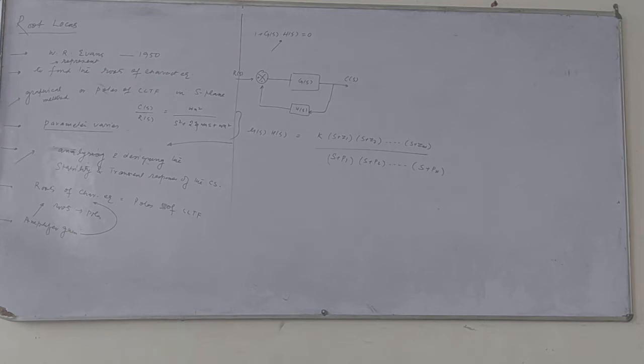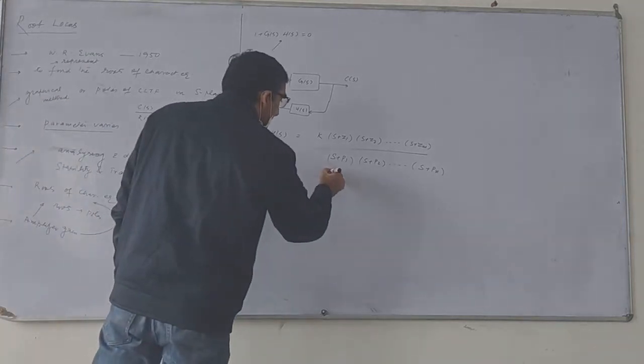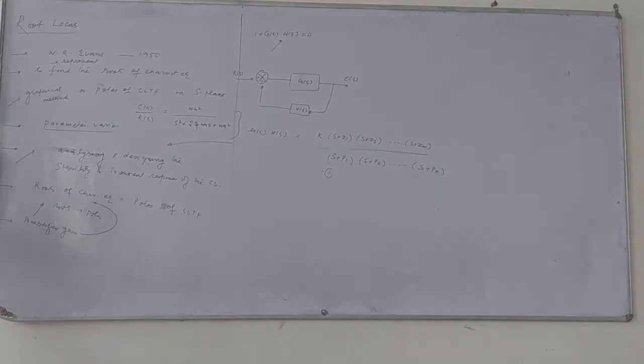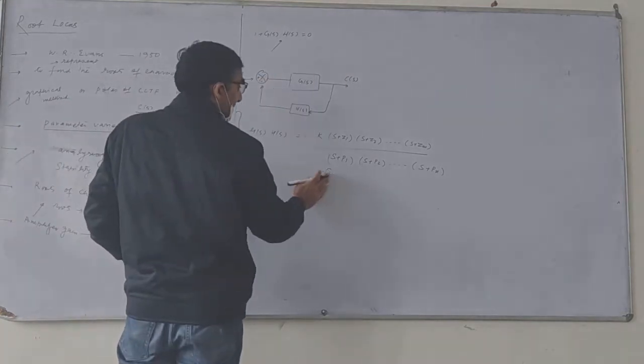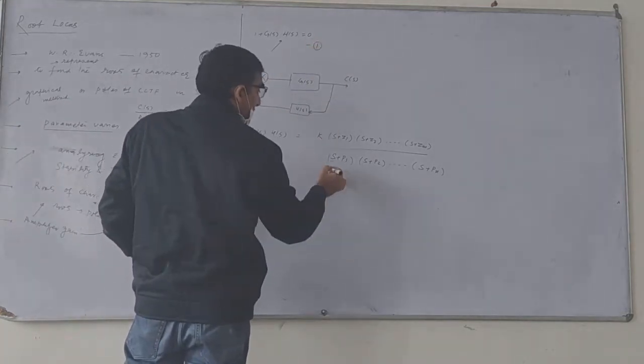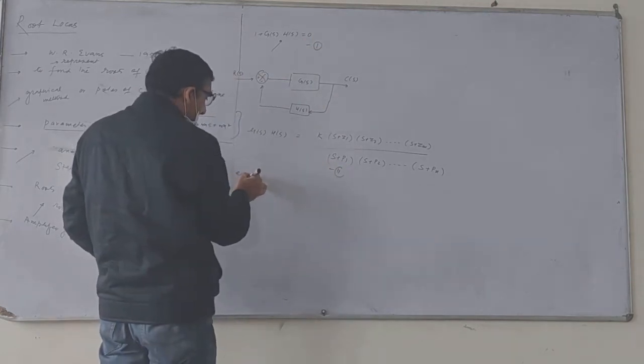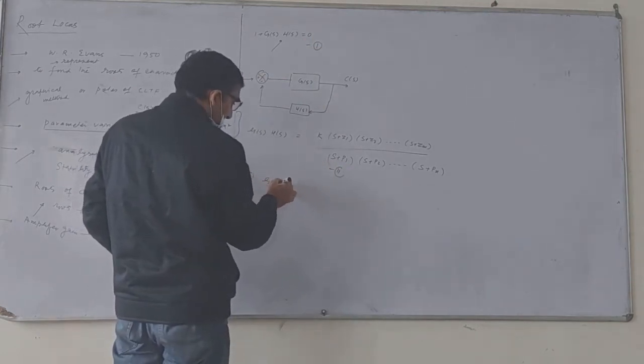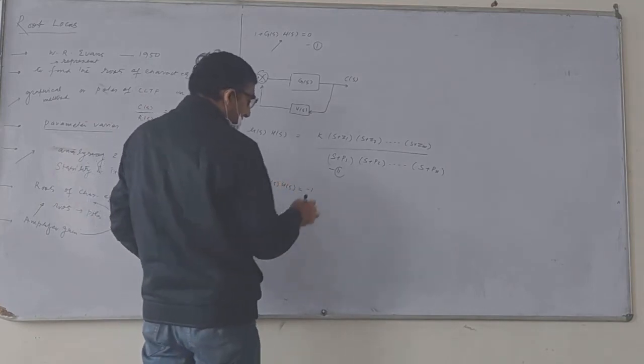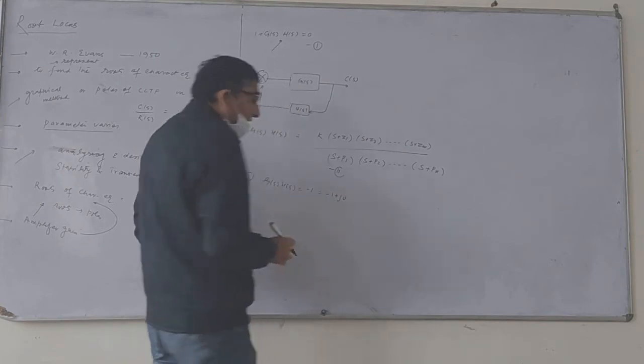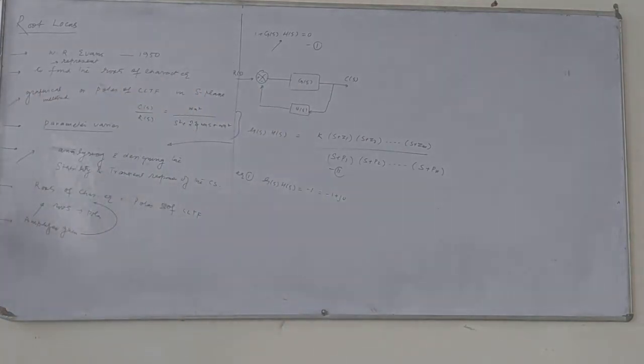So this equation, let me call it equation number 1. Now this equation will be equal to G of S H of S. Above I can write this, let's say this is 1, this is 2, and equation 1 I can represent as minus 1, I can write it as minus 1 plus j0. This minus 1 plus j0 can also be written as 1 at an angle of (2q plus 1) times 180 divided by P minus Z.